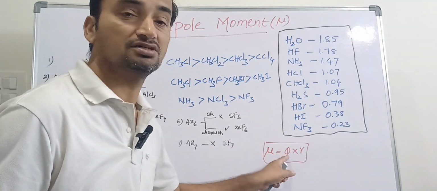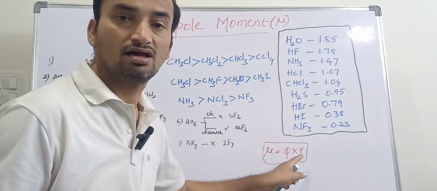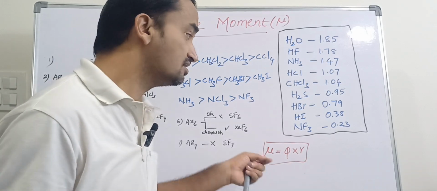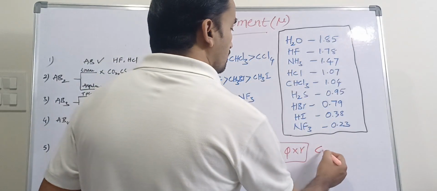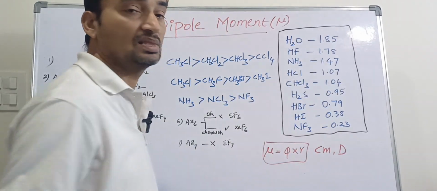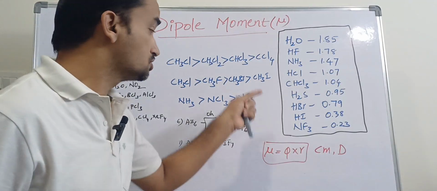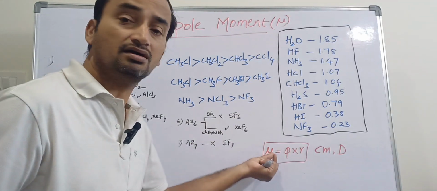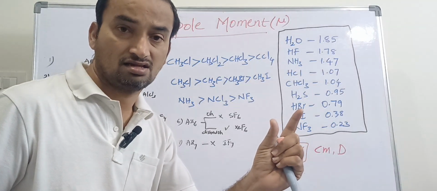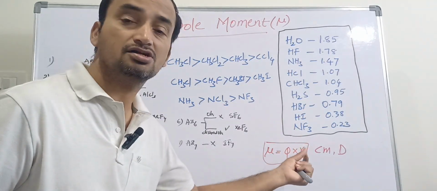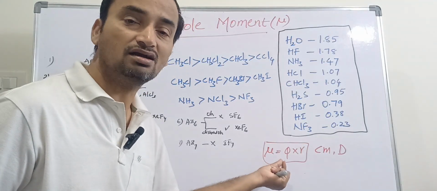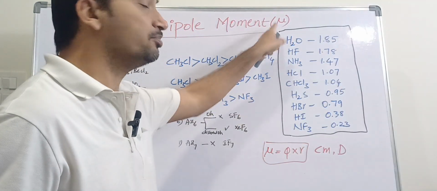Here the charge unit will be coulombs and the distance will be in meters, so coulomb meters, or otherwise we can also use Debye units. So what is the meaning of the dipole moment? It is a product of the charge and the distance between the charges. So it is called dipole moment, denoted by mu.